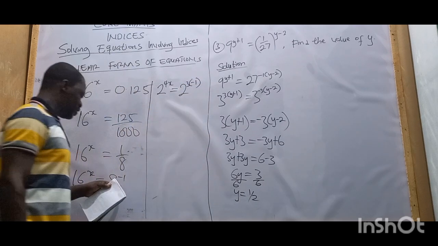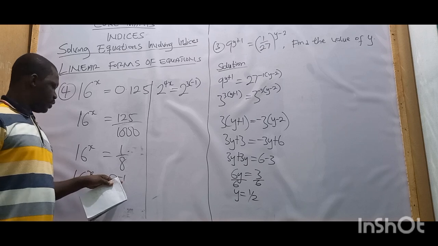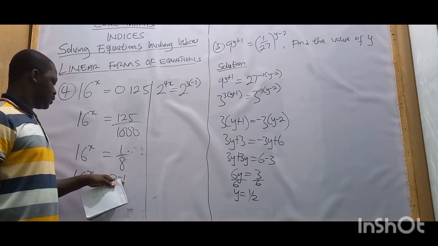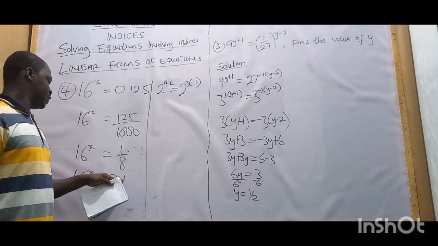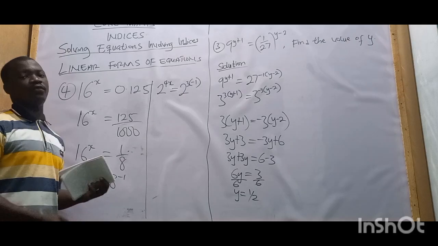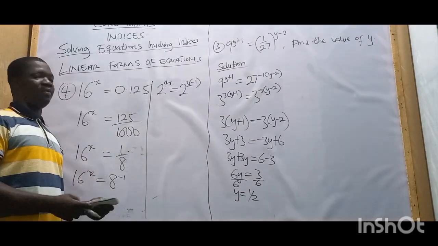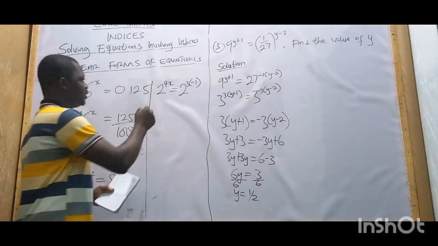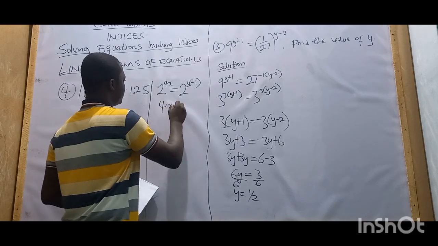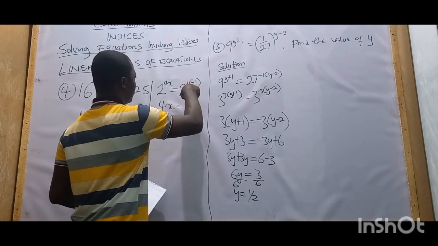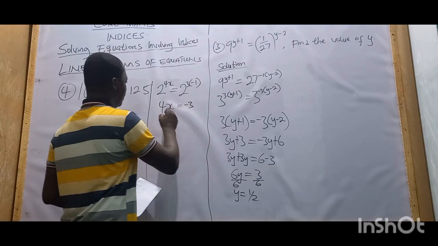So as I said, always put your base, put your exponent in what? In brackets, so that it will not confuse you. So since the bases are the same, I'll just proceed for x. If you multiply this by this, you get what? Negative 3.